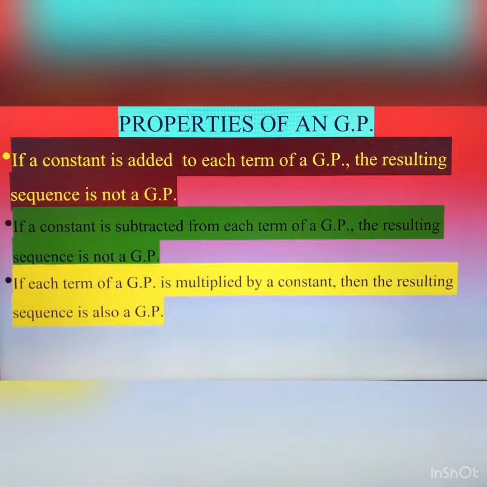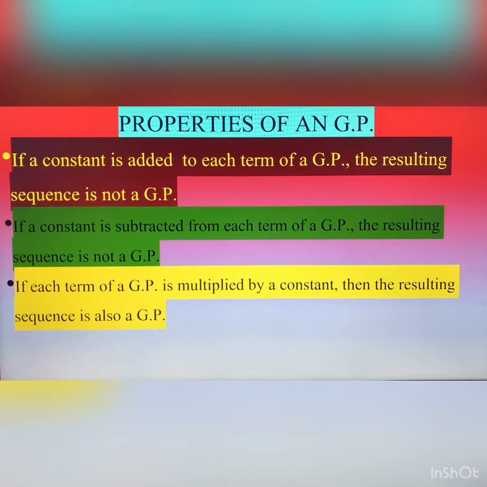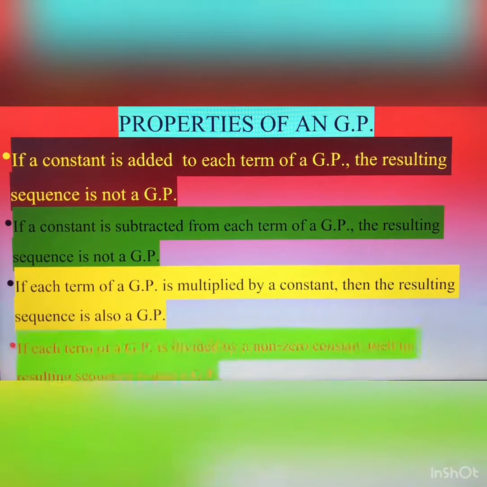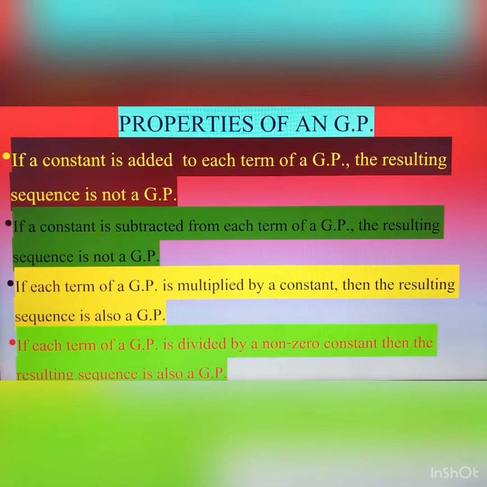But if each term of a GP is multiplied by a constant, then the resulting sequence is also a GP. It means if a constant is multiplied to each term, then we will get another GP. And if each term of a GP is divided by a non-zero constant, then the resulting sequence is also a GP. It means if we divide by a fixed number, then we will get another sequence, and that sequence is also a GP. It means multiplication and division both hold in the geometric progression.